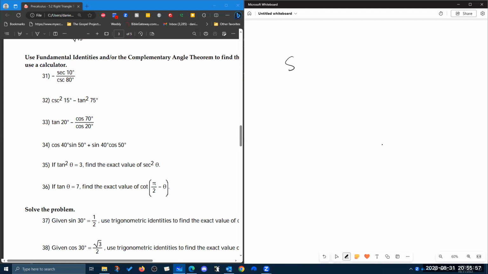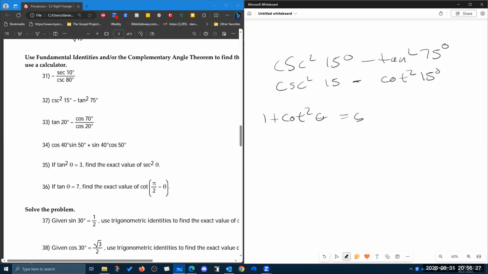For number 32, cosecant squared of 15 minus tangent squared of 75. We're going to have cosecant squared of 15 minus cotangent squared of 15. Now we've got a fundamental identity at play here: 1 plus cotangent squared is equal to cosecant squared. So cosecant squared minus cotangent squared is equal to 1. So this is just 1.